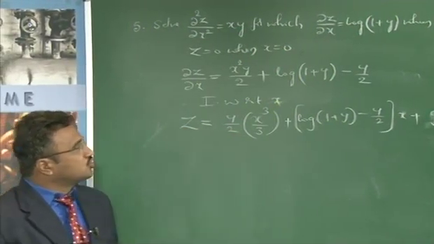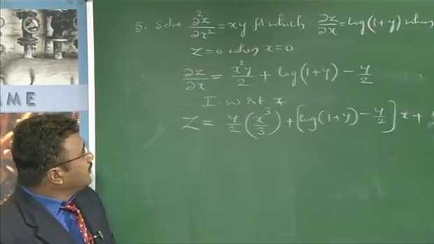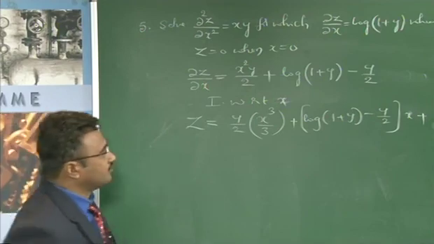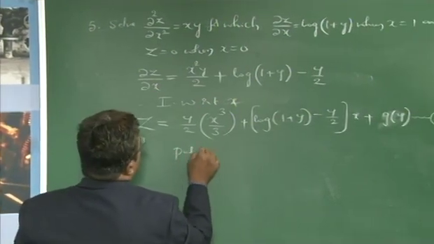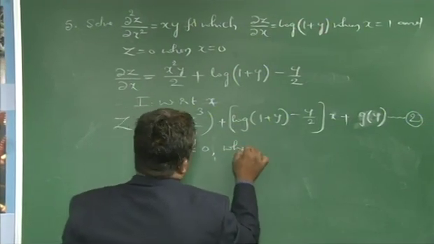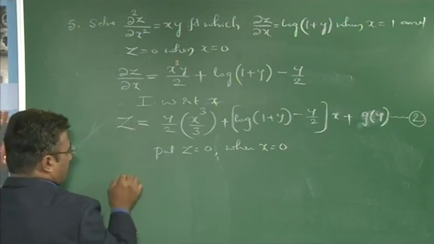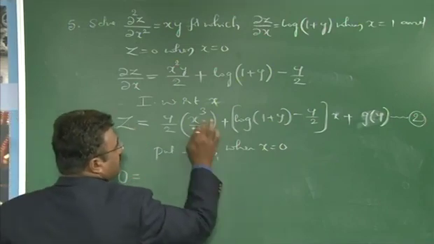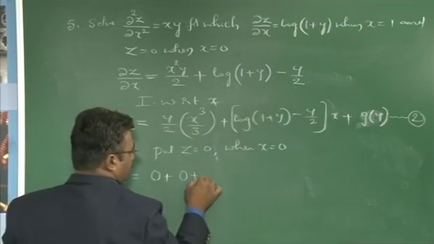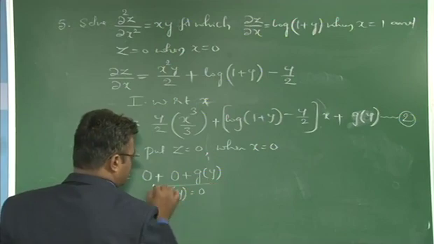So we already used one condition, the ∂z/∂x condition. Now I am going to use the second condition, z equal to 0 and x equal to 0. Substituting in this equation, z equal to 0 gives 0, and in place of x you put 0. This is also 0, and the entire term with x also becomes 0, plus g(y). So I got the g(y) value as 0.